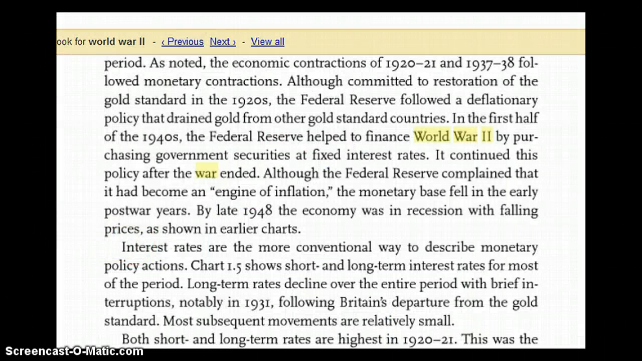Okay, let's go back to Allan Meltzer's book. In this, he talks about the Federal Reserve and how they financed World War II. Let's just read an excerpt. In the first half of the 1940s, the Federal Reserve helped to finance World War II by purchasing government securities at fixed rates. It continued this policy after the war ended.